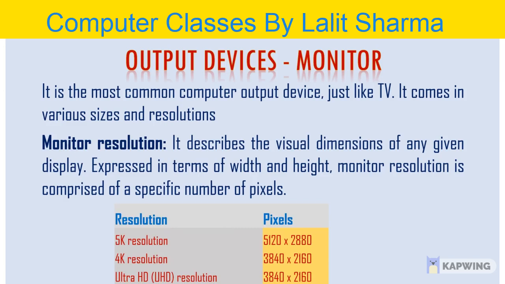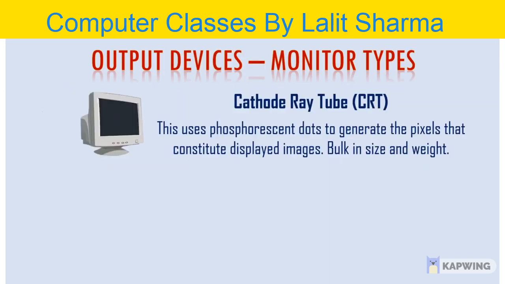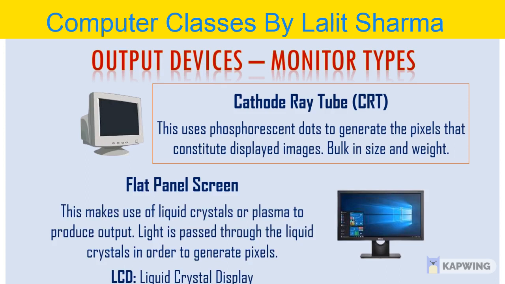CRT, cathode ray tube. This uses phosphorescent dots to generate the pixels that constitute displayed images. Bulk in size and weight. Flat panel screen. This makes use of liquid crystals or plasma to produce output. Light is passed through the liquid crystals in order to generate pixels. LCD, liquid crystal display. LED, light-emitting diodes.